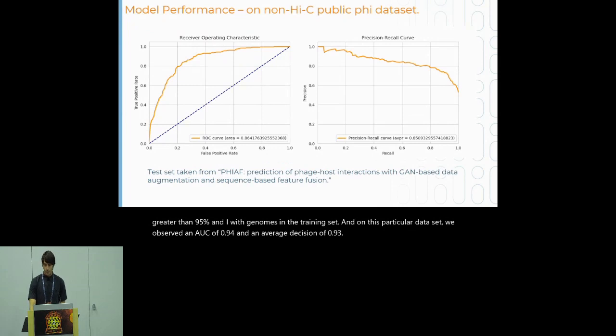I also wanted to show performance on an orthogonal data set that was not derived from high-C metagenomics. This data set was taken directly from the publication by AF and includes interactions obtained from public databases. On this data set, we see slightly reduced performance, which I think is likely due to the different phage annotation methods, but I'm kind of curious about that.